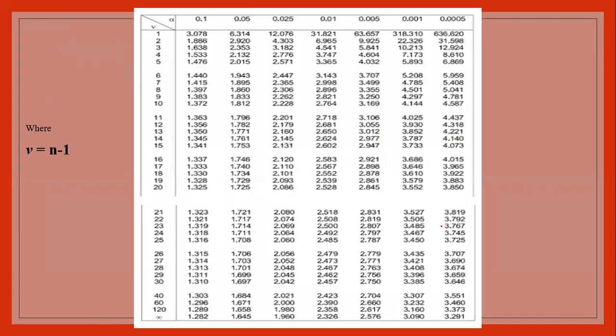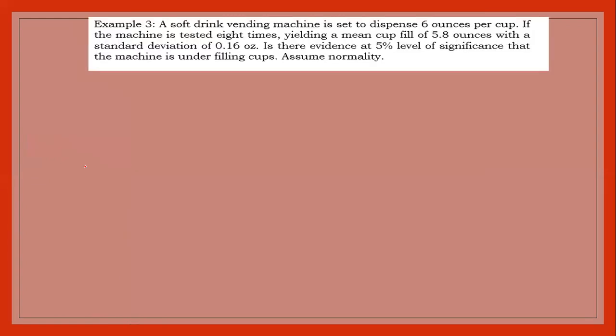Okay, let's start. So this is the T table. Sa first column, may makikita ka yung parang V. This is equivalent to n minus 1. Okay, so let's have the problem.